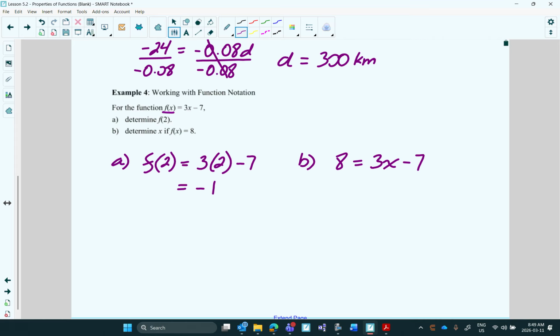How do I get x by itself? Algebra. Add 7. Add 7. Divide by 3. X equals 5. Good.